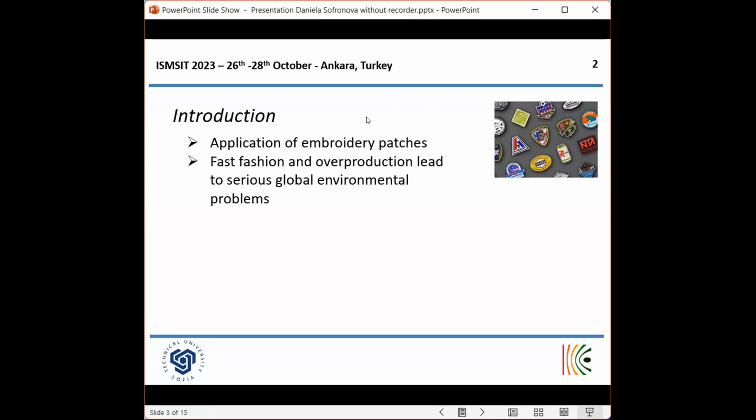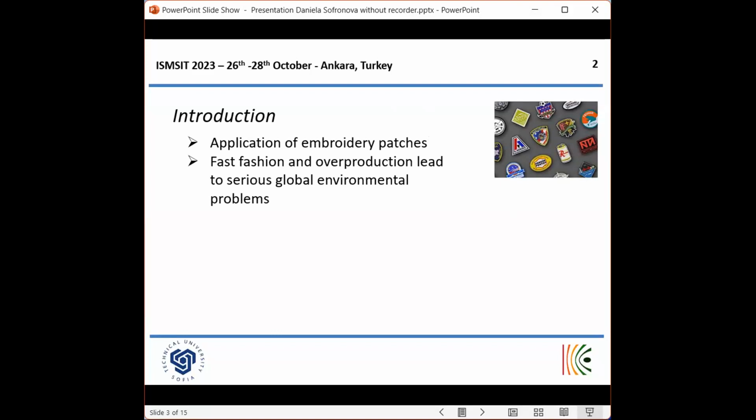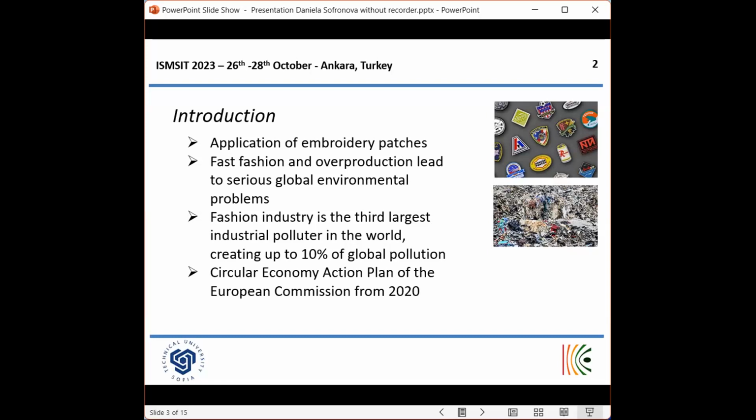Another advantage is that the embroidery patches could be produced from fabric scraps or old clothes. Fast fashion and overproduction lead to serious global environmental problems. Actually, the fashion industry is the third largest industrial polluter in the world, creating up to 10% of global pollution. The textile manufacturing and consumption systems are included in the Circular Economy Action Plan of the European Commission from 2020 as a priority product value chain. That's why it's important to find a way for customers not to throw away their clothes, but to give them new life. And embroidery is one of the options for upcycling old clothing items.